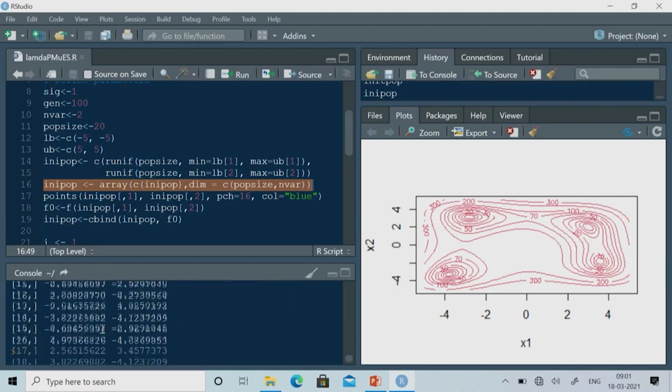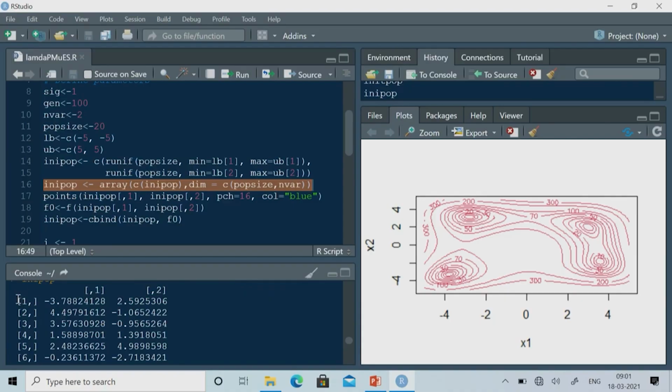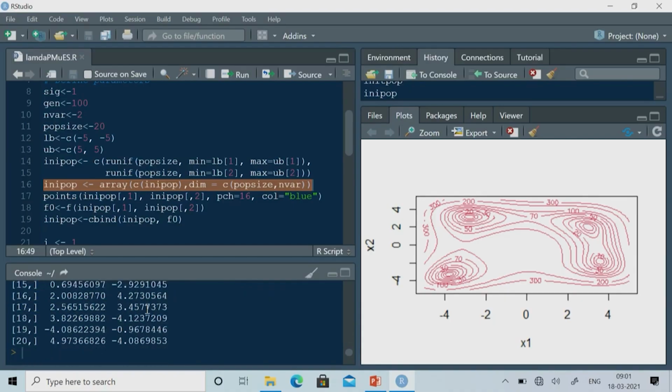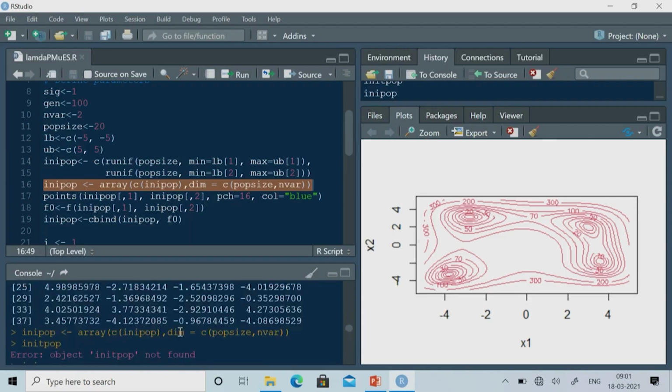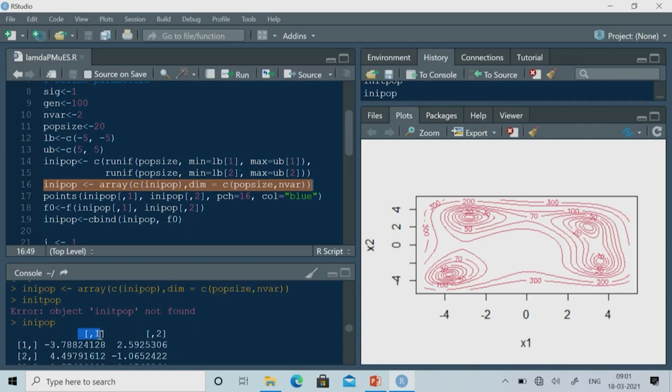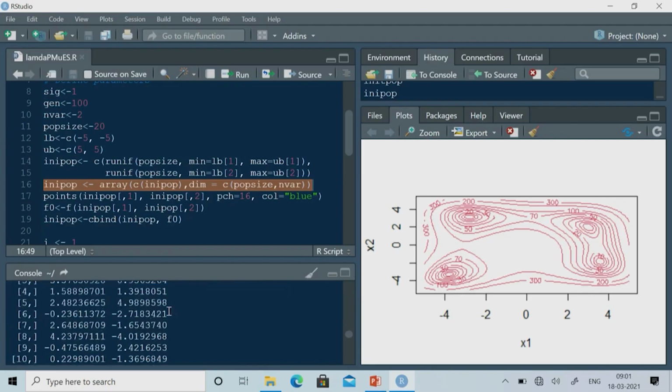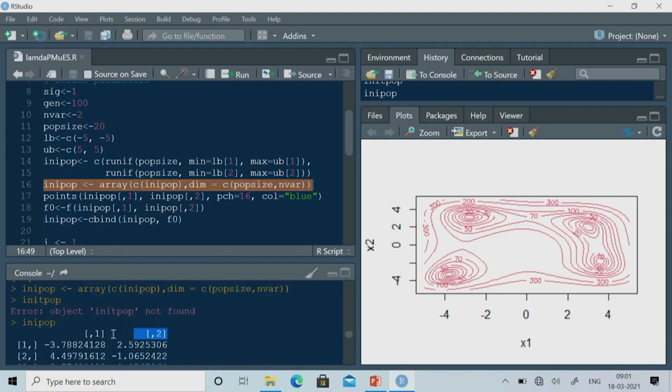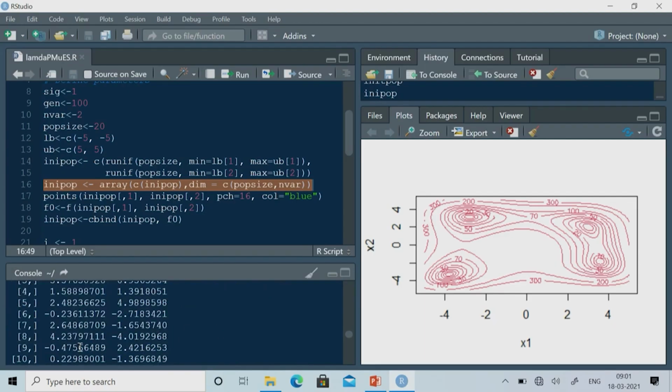You can see this is population 1, this is population 2, something like that. Altogether we have a total of 20 solutions, and this is variable 1 and this is variable 2. With this I have generated a total of 20 solutions, with x 1 and x 2, and the solutions are between the lower bound and upper bound.